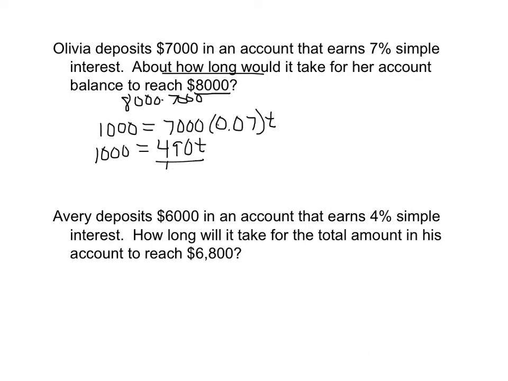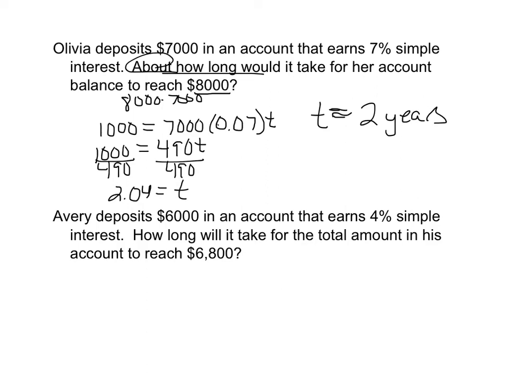Since these are being multiplied, I'm going to divide, because that's the inverse operation. So now if I take 1,000 divided by 490, I get 2.0408, and so on, is equal to t. Because it says about how long, we can go ahead and round. So the time would be approximately 2 years, although we know it's going to be a little bit more.